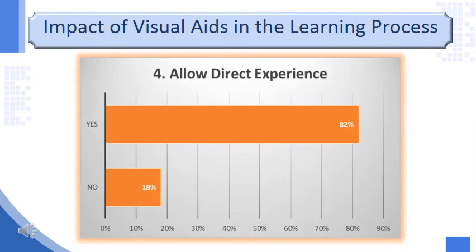The fourth graph shows a high percentage of people, 82%, that agree that visual aids allow students to have direct experiences. These circumstances contribute to reach high levels of learning. In general, the analysis of the data presented in this study indicated that the majority of the teachers and students had positive perceptions of the use of visual aids.